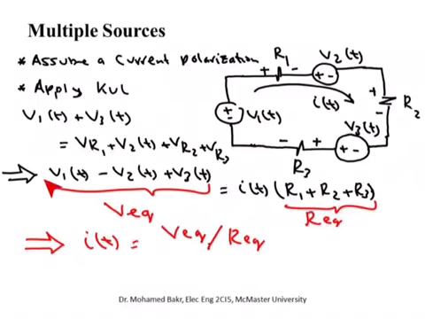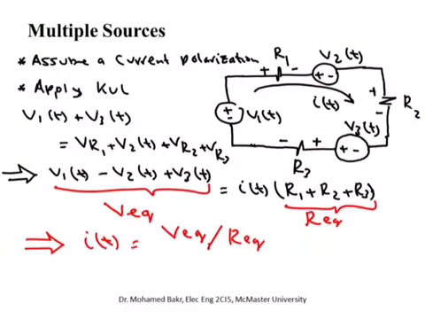There is something called equivalent voltage, which is V1 plus V3 minus V2. There is something called the equivalent resistance of this loop, which is R1 plus R2 plus R3. And the current in the loop is equal to the equivalent voltage divided by the equivalent resistance. So when we have a loop with multiple sources, we can replace it by only one source, which is equal to this equivalent source. We can replace it by only one resistance, which is the sum of all the resistances. And then we can say the current flowing in this loop is equal to the equivalent voltage divided by the equivalent resistance as shown here.